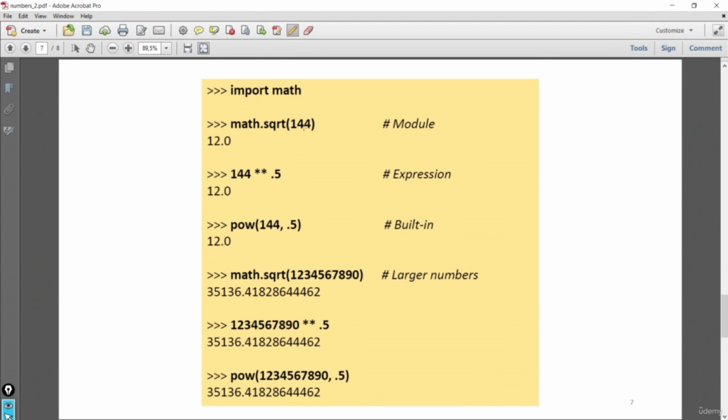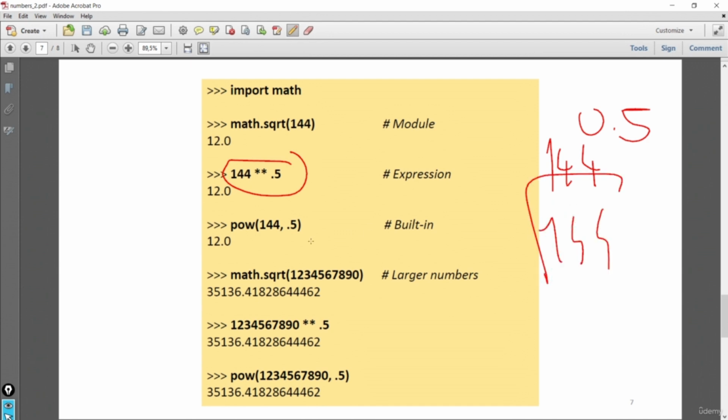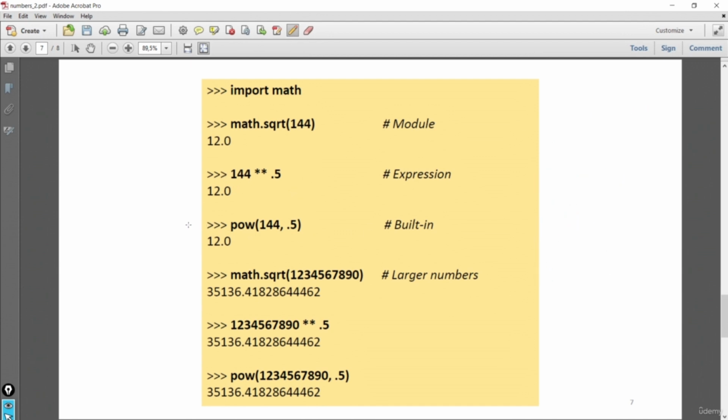The square root of 144 is calculated using the sqrt function of the math module. This square root of 144 can also be calculated using double star. So what is the meaning of this? 144 to the power 0.5. This means the square root of 144. Or we can employ the power function for the square root calculation.